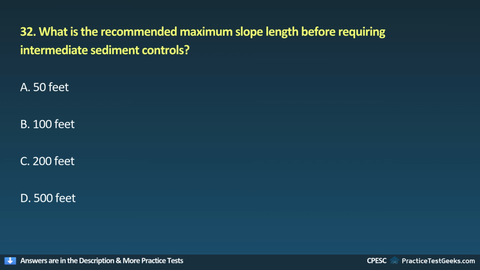32. What is the recommended maximum slope length before requiring intermediate sediment controls? A. 50 feet. B. 100 feet. C. 200 feet. D. 500 feet.